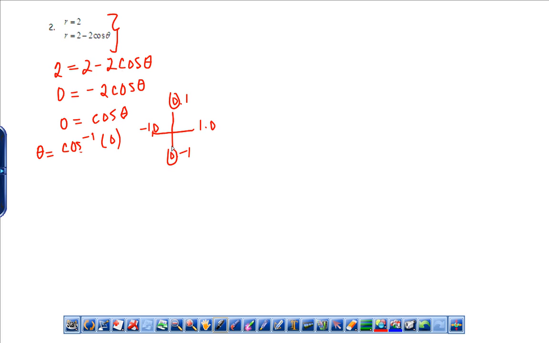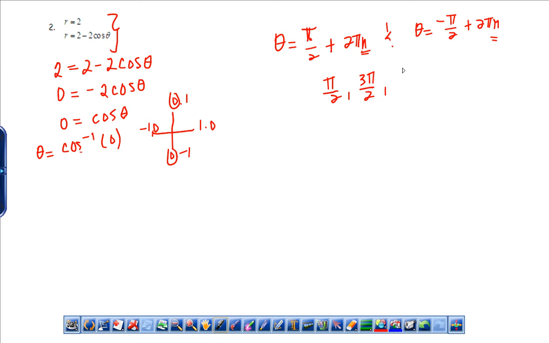So you can write your general solutions. So theta is equal to pi over 2 plus 2 pi n. So this is pi over 2, and you can say negative pi over 2, or you can go all the way around. I like to go ahead and say negative pi over 2. So I'm going to say negative pi over 2 plus 2 pi n. And so if you plug in values for n, your answers are going to be pi over 2, 3 pi over 2, and 7 pi over 2.